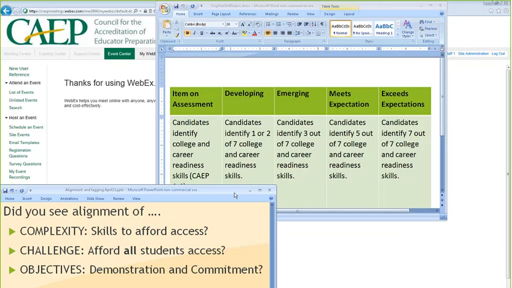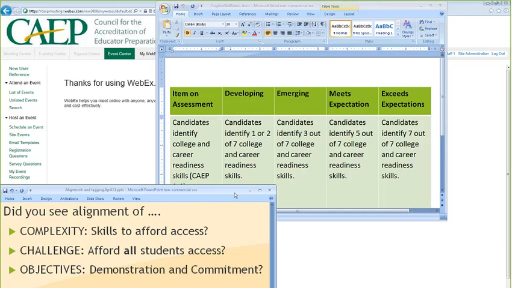The challenge, I believe, is in affording all students access and being able to show that candidates not only know what those college and career-ready standards are, or the 21st century skills, or the Next Generation Science Standards. They not only know those, but they can teach to those in a way that allows for multiple ways to both get at the content and display the learning, which is all about affording all students access. And last of all, the objectives in the standard are about demonstration and commitment.